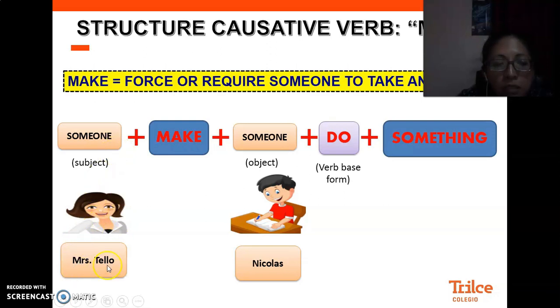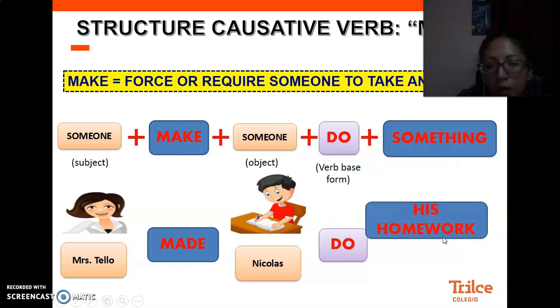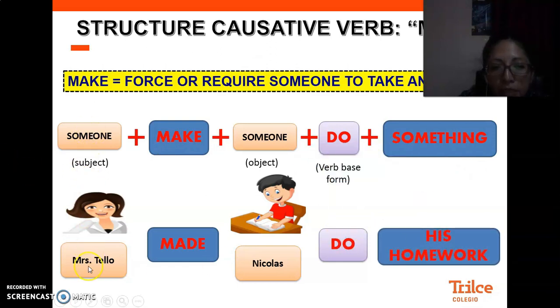Subject, Mrs. Tello, made Nicholas do his homework. Mrs. Tello made Nicholas do his homework. Maybe in the past, Nicholas didn't like to do his homework, so his teacher, in this case Mrs. Tello, forced him to do his homework.